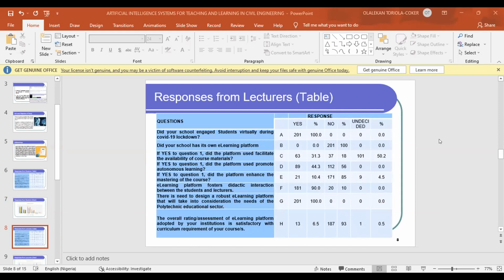These two are compared, and it was given out without the knowledge of each other. What I mean by that is the students responded without knowing that the lecturers were responding to the same question. We were able to get responses from the lecturers to the same questions asked of the students, so that we can justify whether the e-learning platform is quite important, because this is what is thriving around the globe.